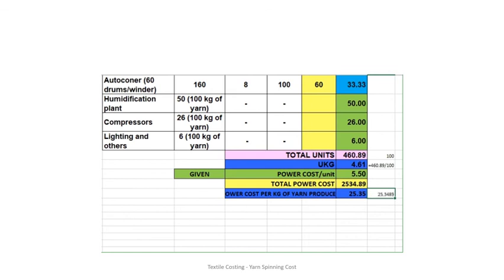With this we have calculated the UKG and the power cost per kg of yarn produced. These are the things we have to calculate for comparison purposes, to see where we stand. 4.61 is a very high UKG as per SITRA. So it is a below average mill based on UKG.